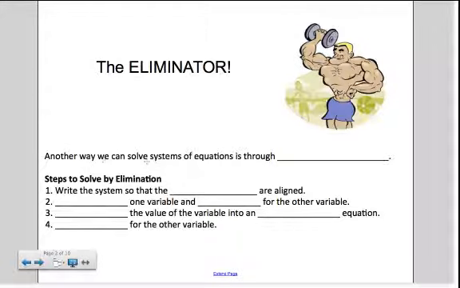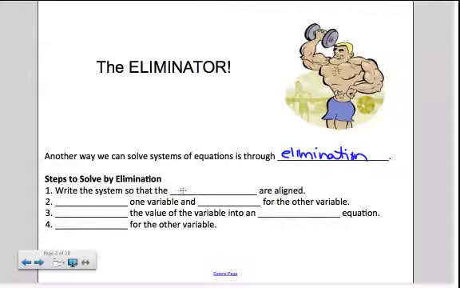Alright, so another way we can solve systems is through elimination. Okay? Basically, we're taking out a variable. And we do that in a very cool way. So here's how to solve step by step to solve by elimination.